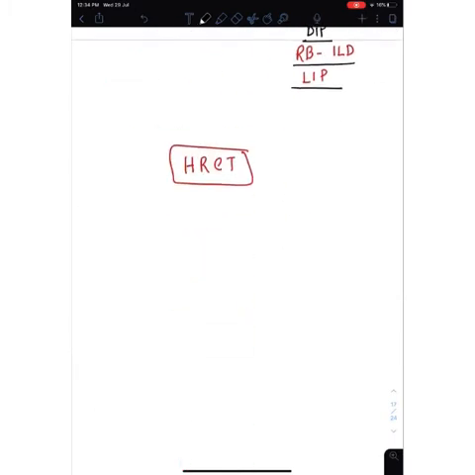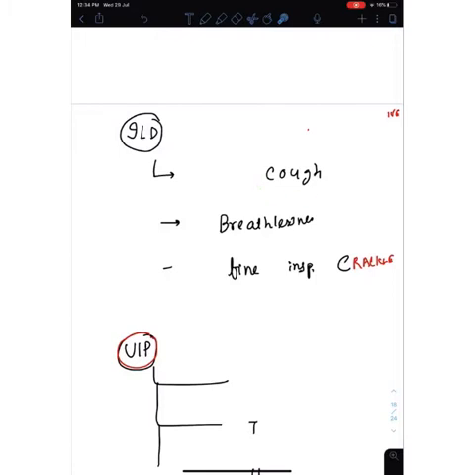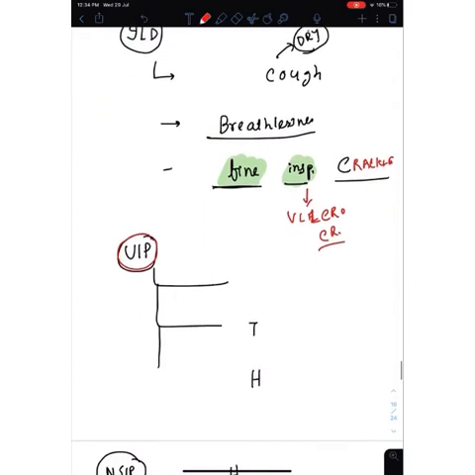Now we diagnose interstitial lung disease by HRCT. All know that. Now what are the features of ILD? You will get cough, but the important thing is this cough will be dry cough or non-productive cough. Next, there will be breathlessness, and third, the most important point, you will get fine inspiratory crackles. So every word is important. It is fine, it is inspiratory. Fine inspiratory crackle is otherwise known as Velcro crackle. So that's not coarse, not expiratory, it's fine inspiratory.